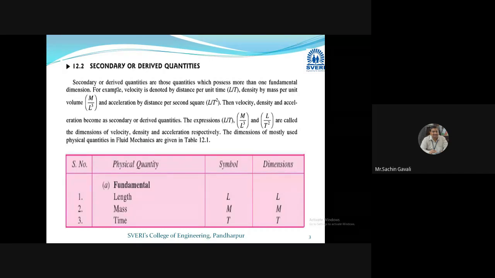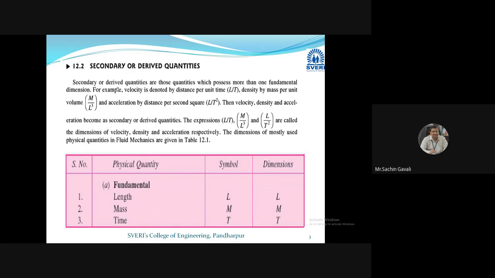For example, velocity has dimensions of meter per second. It involves two fundamental dimensions, one is meter and another is second. Then density involves two fundamental dimensions, one is mass and another is length. So secondary or derived quantities are the quantities which possess one or more fundamental dimensions.